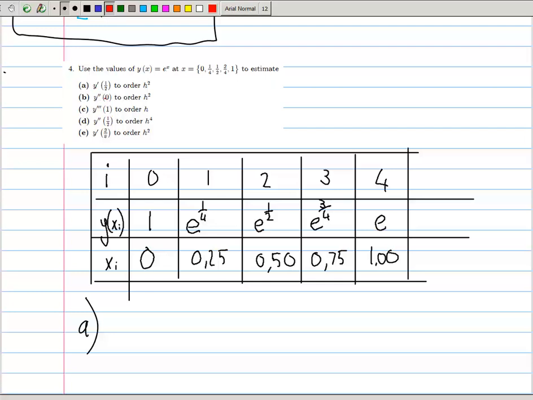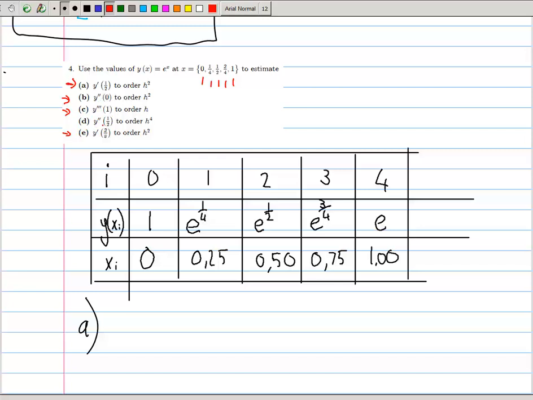Hi everyone, we're going to now look at applying numerical differentiation to a question. I'm looking at question 4, where it says use the values of y of x equals e to the x at x equals 0, 1/4, 1/2, 3/4 and 1 to estimate the following. My main focus is question A, question B, question C, and I'm then going to go straight to question E.